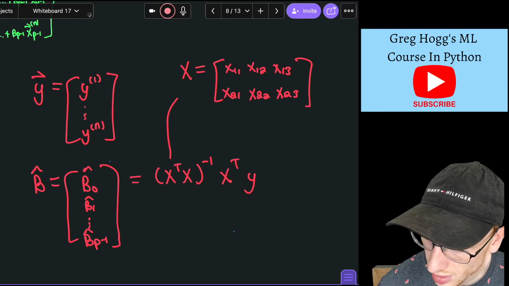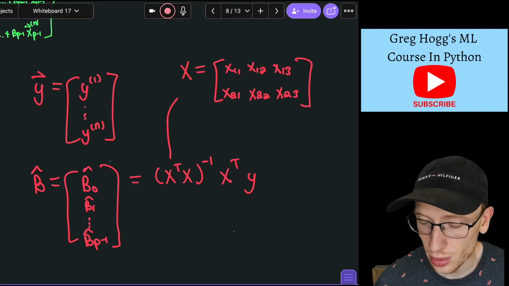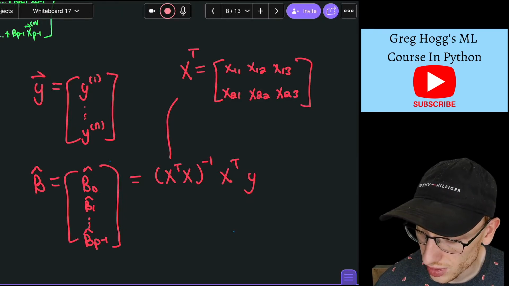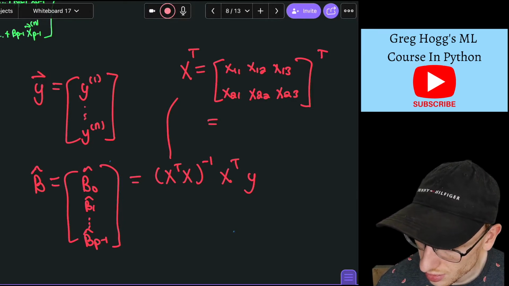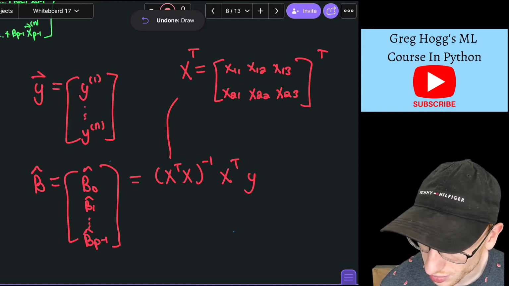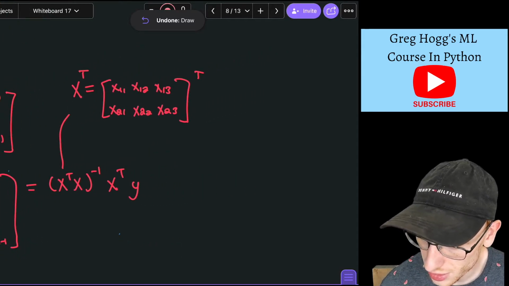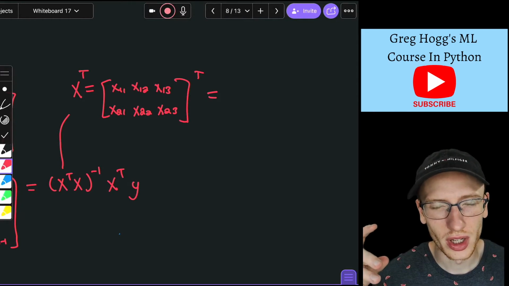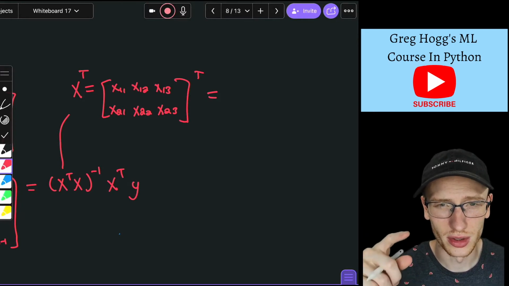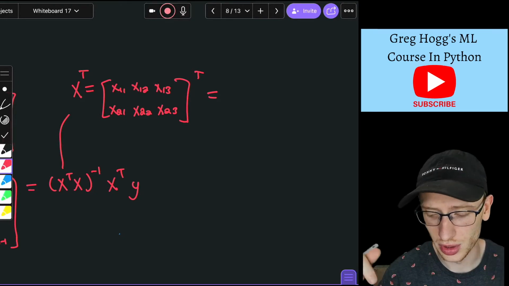If I was to take the transpose of a matrix, x transpose is equal to, and I'll put it over here for room, it looks like this, where, remember I said before, for a vector, it turns a column into a row, or a row into a column.